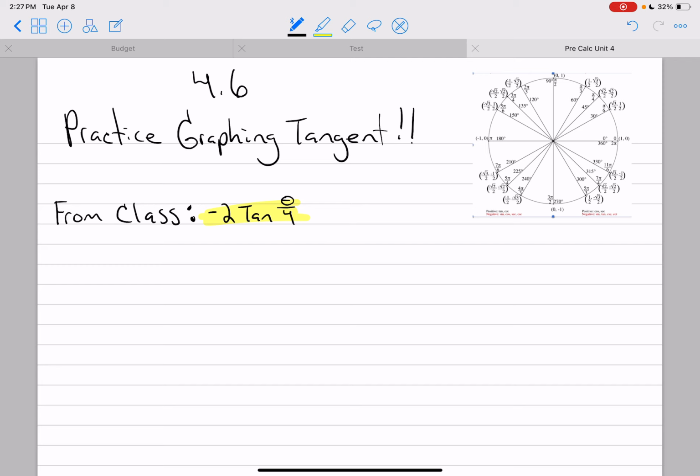So you were like, okay, let me find the period first. The normal period of tangent is pi, and you divide that by the frequency, which is 1/4, right? So the period is pi divided by 1/4, which is pi times 4 over 1, which is 4 pi. So this has a period of 4 pi.